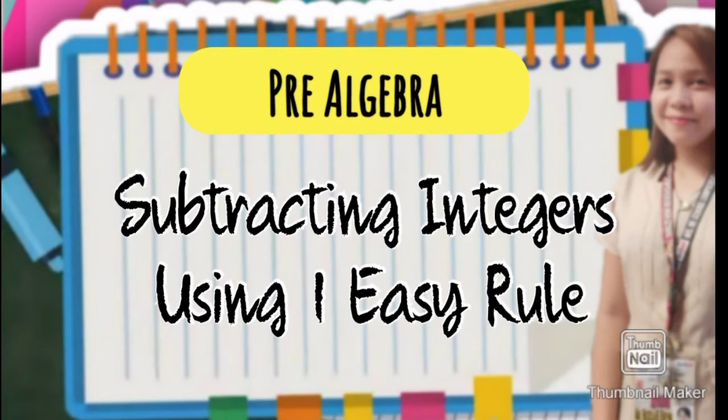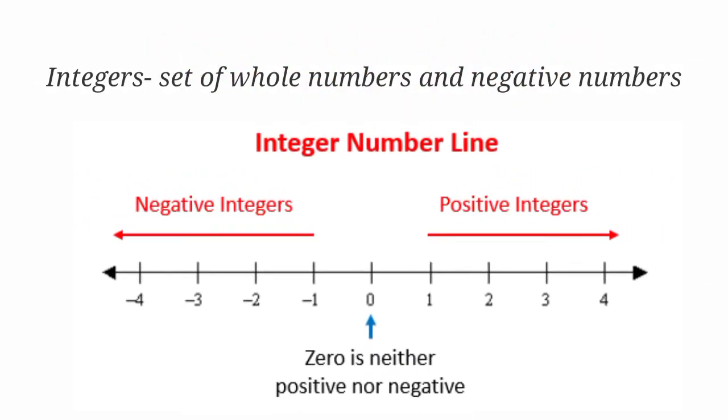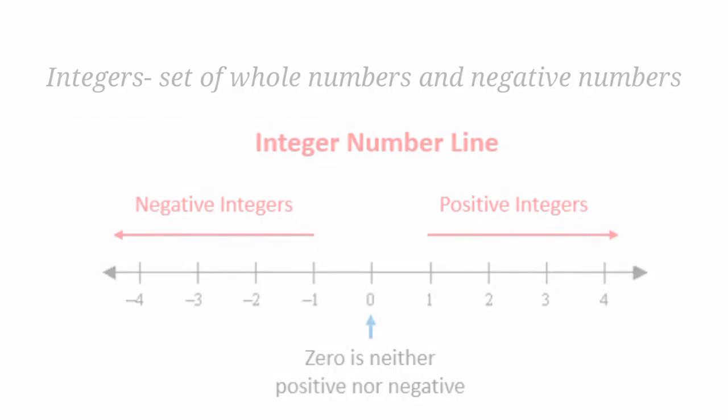In this video, I will be teaching you how to subtract integers using one easy rule. Integers is a set of whole numbers and negative numbers. To visualize that one, we have here the number line. From 0 going to the right infinitely, that is where positive integers lie, while from 0 going to the left infinitely, that is where our negative integers lie.